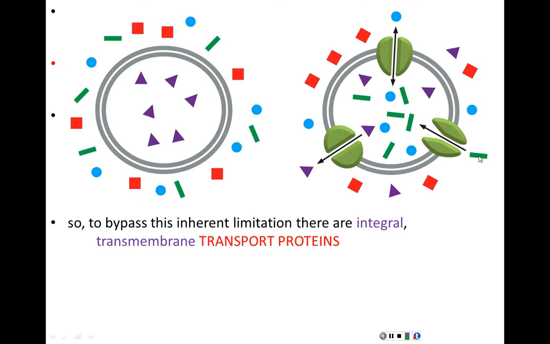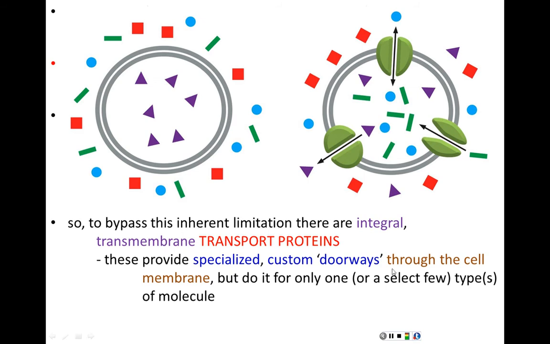It allows these green rectangles into the cell from outside. You need a separate transport protein for that, but that's okay. And then some transport proteins are a two-way door and can let blue circles in or out of the cell depending on what the cell needs at that time. So these transport proteins provide specialized, custom doorways through the cell membrane for specific types of molecules, or even, in the most extreme case, for only one specific type of molecule.